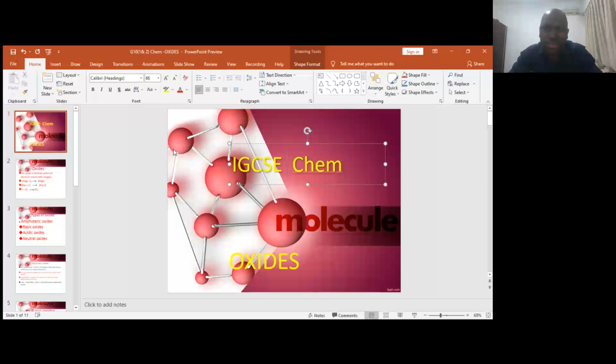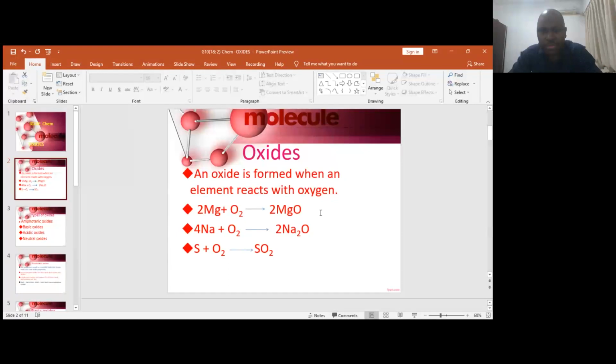For example, calcium plus oxygen will give you calcium oxide, as you can see on this PPT. So when magnesium, for example, reacts with oxygen, that will give you magnesium oxide. And when sulfur reacts with oxygen, that will give you sulfur dioxide.